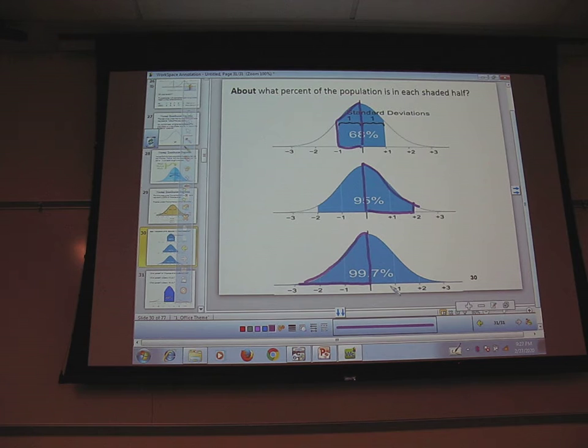All right, so what about the first one? Half of 68%, right? 34%. This one would be half of 95%, so that'd be 47.5%. This one would be half of 99.7, so that would be 49.85%. About, right? Good, because it's symmetric.